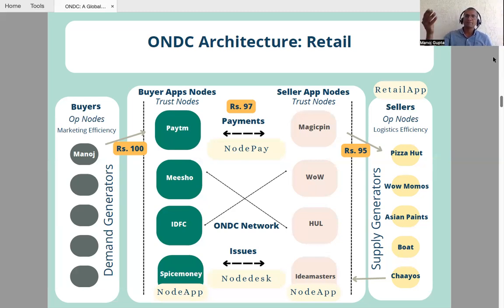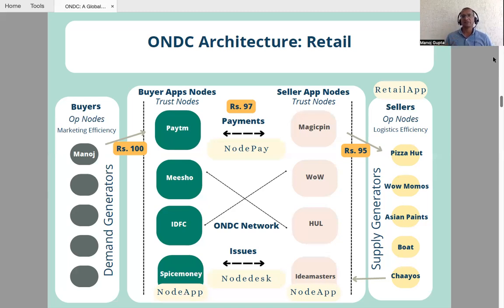That's how it works. Tomorrow, Pizza Hut may say, "Oh, Magic Pin is probably not doing a good job for me because either the payment is delayed or whatever the reason is." They may switch to, let's say, Idea Masters as a node, and Pizza Hut will then flow through Idea Masters and be present on all the buyer apps, right? Fundamentally, in ONDC, you just need one gateway to enter the network. As soon as you get in, you are available on all the buyer apps, right?